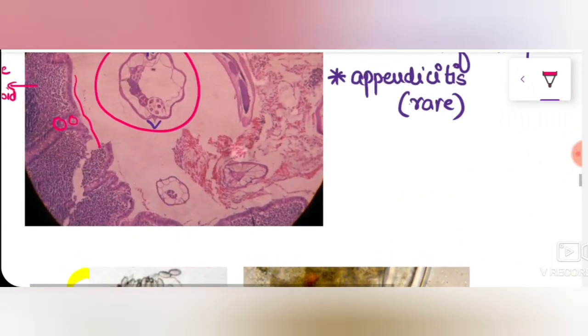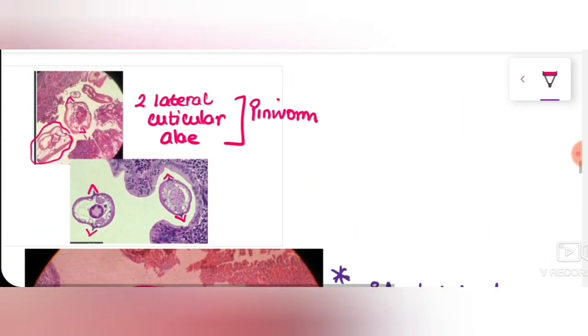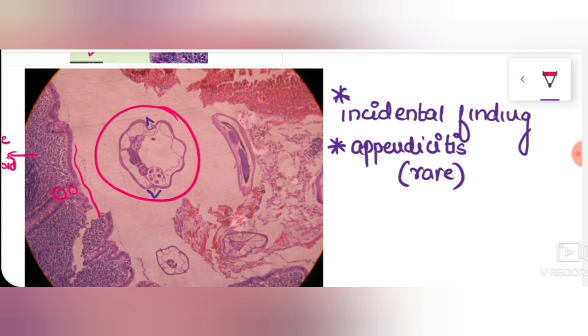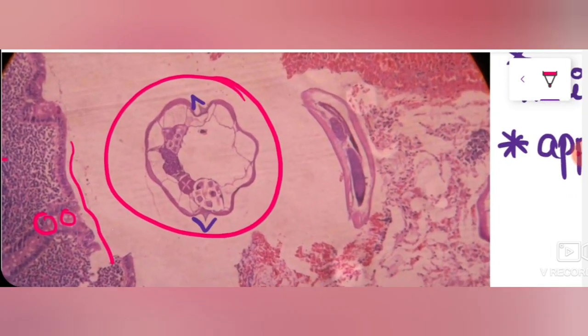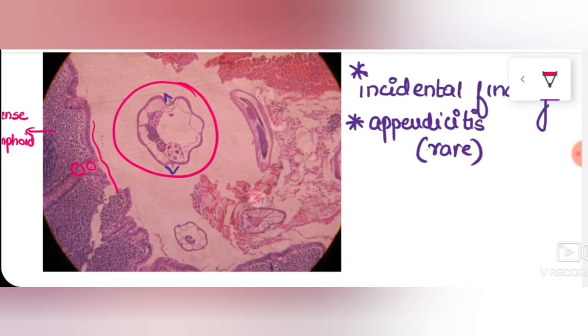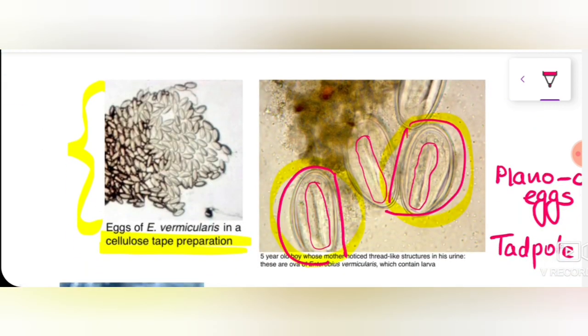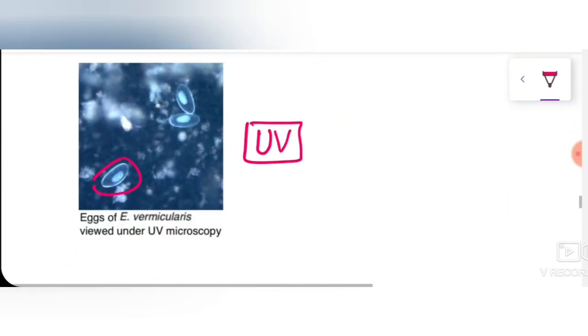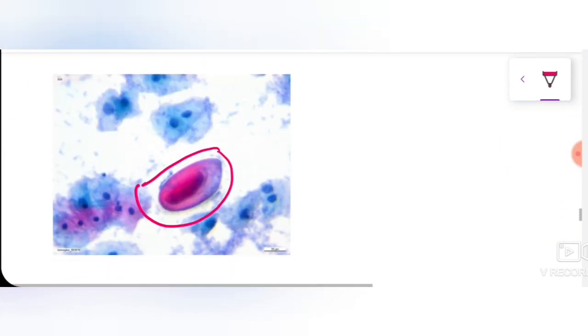If you want to do a quick recap, this was the Enterobius vermicularis, which you are identifying with the help of two cuticular alae. That's the worm. If you want to see the cuticular alae again, here it is. Further, this is usually an incidental finding, rarely leading to appendicitis. These are the eggs which you get, the Plano convex eggs with the tadpole larva, same as you see on ultraviolet light and same as you see on a pap smear or a pap stain.